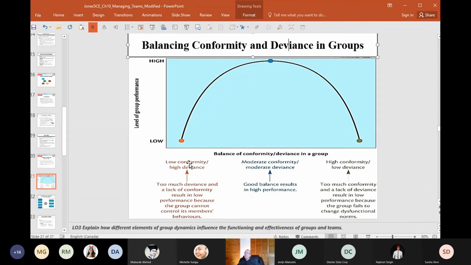So you must conform to some extent, but not too much. You can challenge the common wisdom, but not too much, right? So that will be kind of an equilibrium balance between the two. All right.